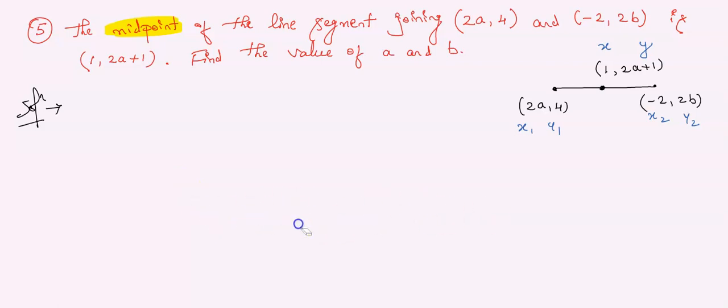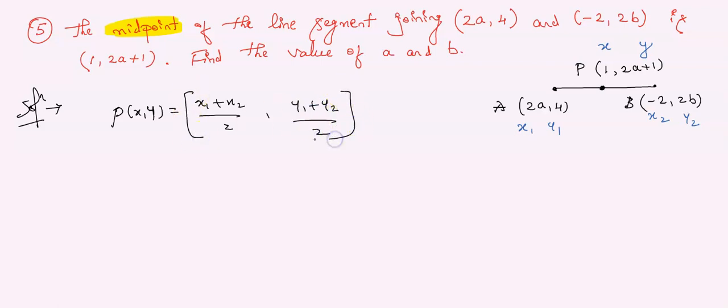Now, as we can see here, the question says they have already given the midpoint. So we know that we have the formula to find the midpoint P. Let me say A is the point and B is the point, and this is a point P. To find P of x comma y, we have the formula x1 plus x2 by 2 comma y1 plus y2 by 2. If you want, you can directly substitute here. If not, you can do it individually also.